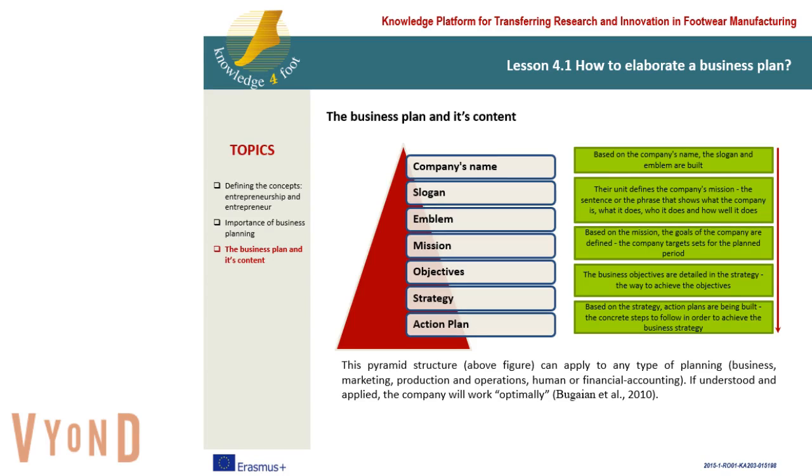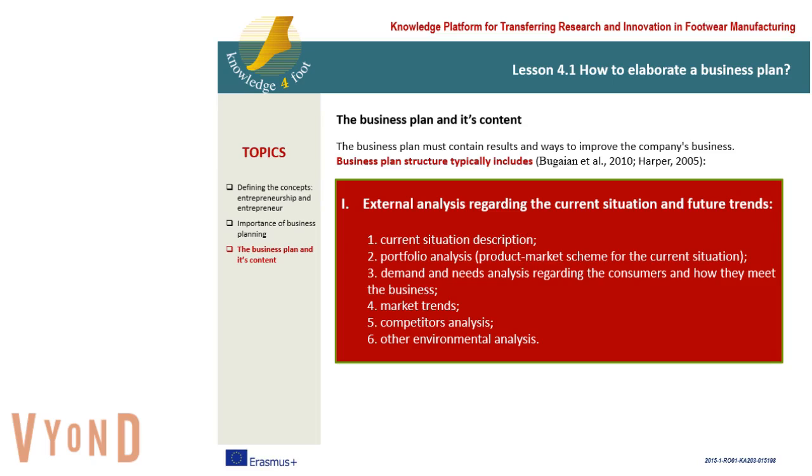This pyramid structure, in the above figure, can apply to any type of planning: business, marketing, production and operations, human resources, or financial accounting. If it is understood and applied, the company will work optimally. The business plan must contain results and ways to improve the company's business.